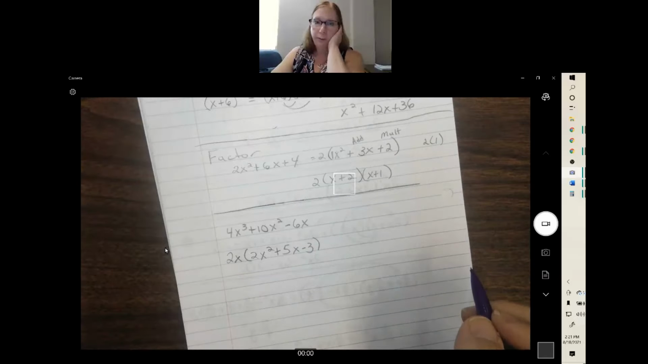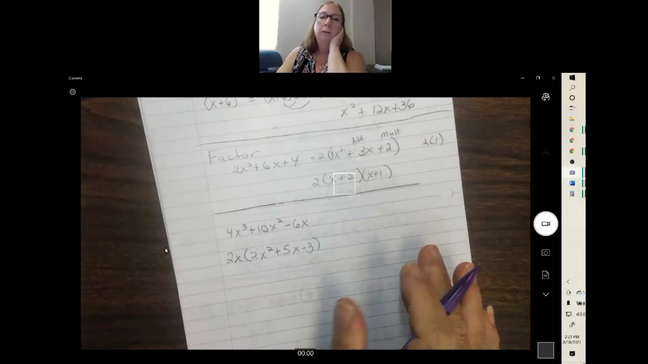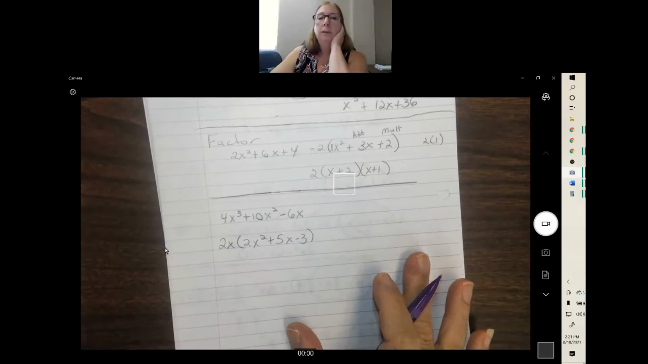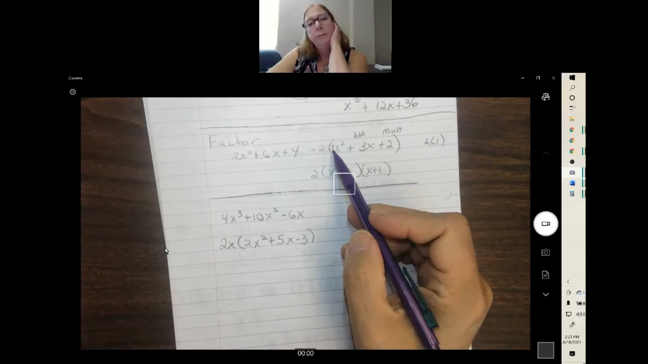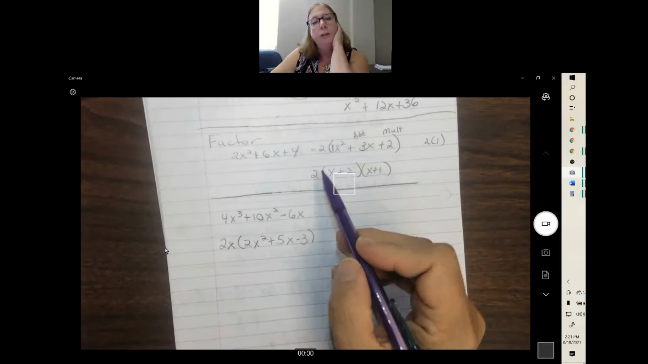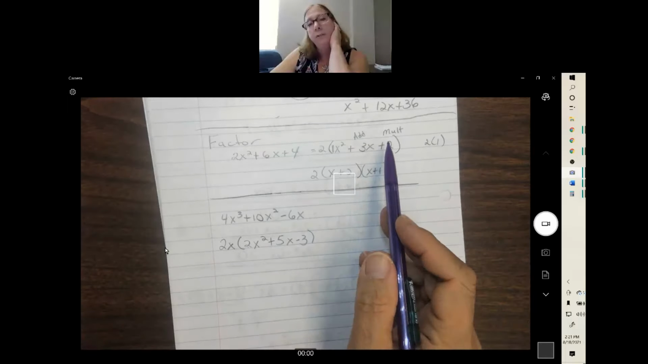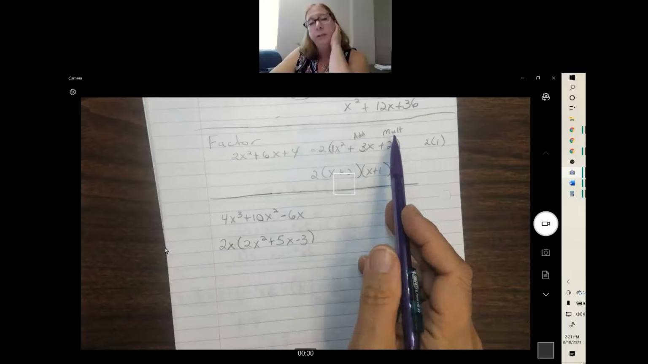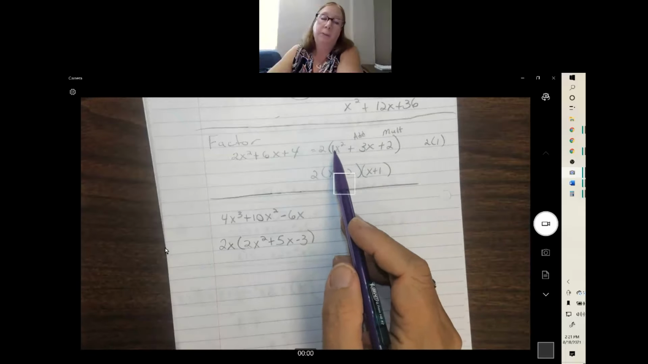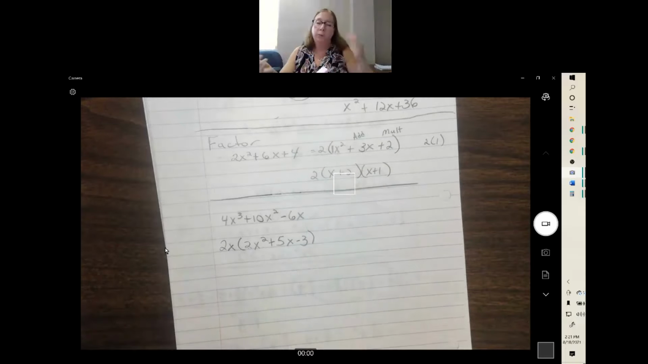Any questions on that part? Now, since there's a number, notice this one was just a 1. This one has a 2. When there's a number in front, you cannot just use this process because there's a value in front. There's a couple ways you can do it. One is trial and error. One is factor by grouping.